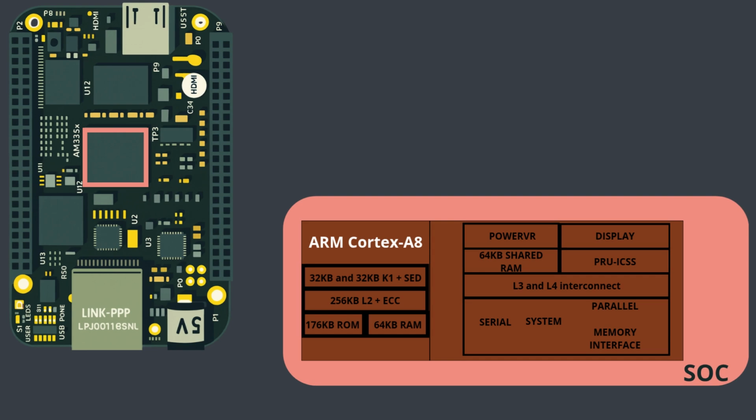Inside this single package, we have the CPU core, caches, internal RAM, ROM, and a whole collection of hardware blocks. The display engine, the memory interface, the serial peripherals, and much more. But what's important here is that the SoC only contains a very small amount of internal RAM, just enough for the earliest boot code. And that internal RAM is extremely expensive in silicon area. That's why it's kept minimal.